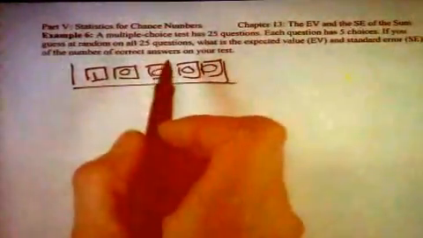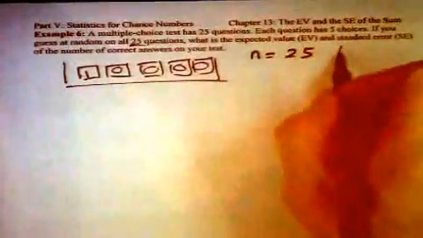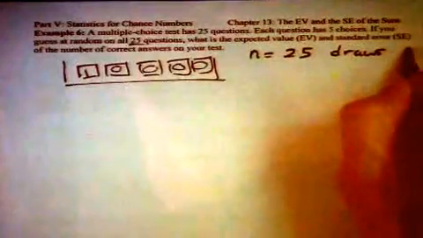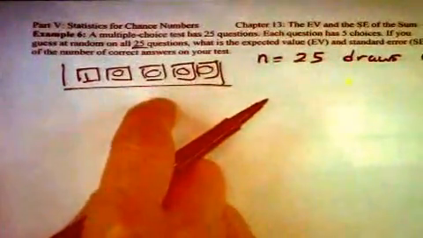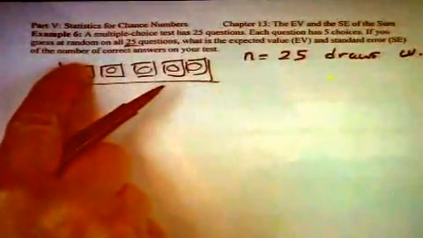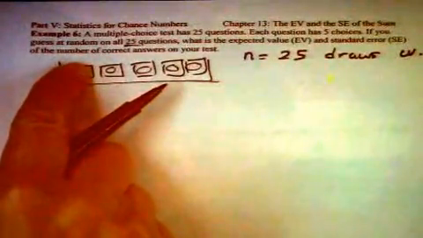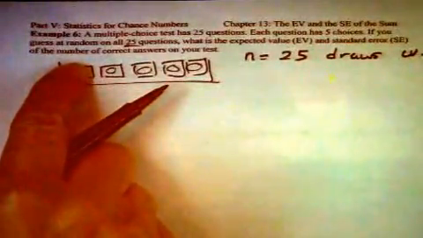And what's n? How many draws are there? 25 right there. So n is going to be 25 draws. And of course it's with replacement, because every question is going to look like this. If I took out 1 and didn't replace it, it would mean on the other 24 questions, if I got it correct here, you wouldn't be able to get anything right.